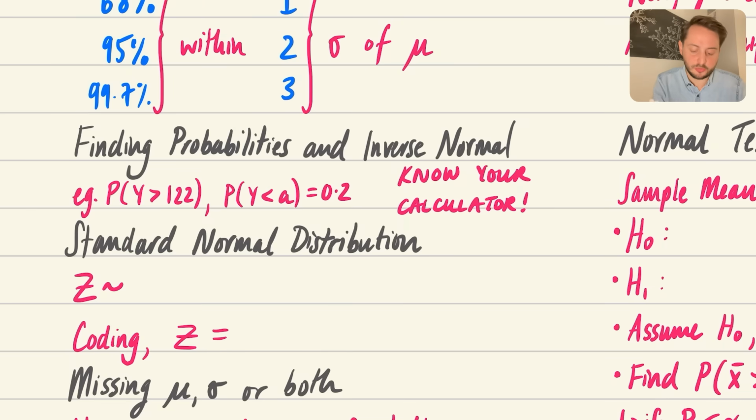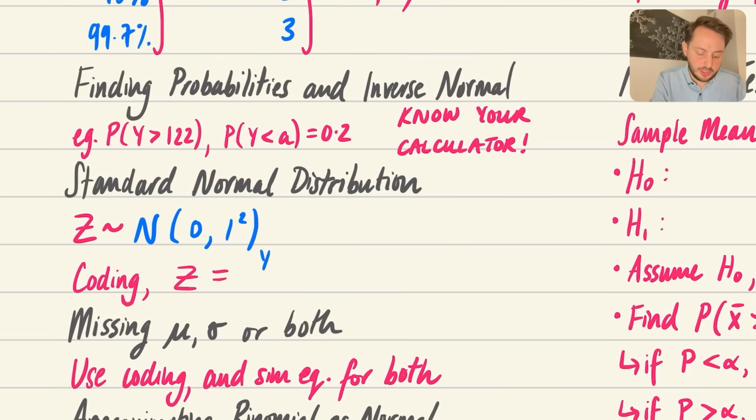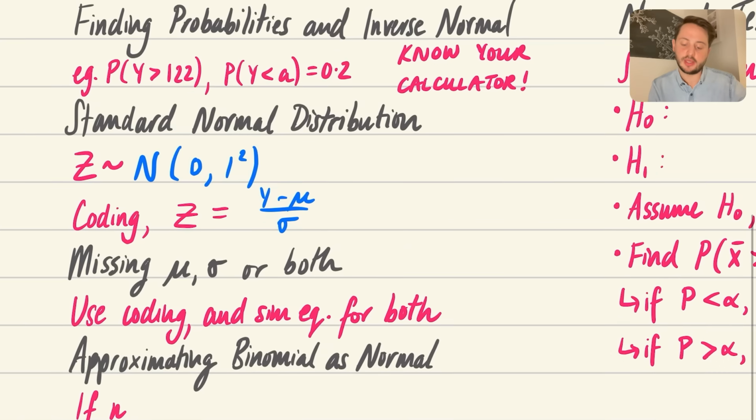The standard normal distribution, we use the letter Z. We would say that Z is normally distributed with a mean of 0 and a variance of 1 squared. And to do that coding, to make something become the standard normal, you take the Y value, you subtract the mean, and you divide by the standard deviation. If you have missing mu, sigma, or both of them in a particular distribution, you use the coding that you have. If you have just one of them, it will be an equation. If you have both of them missing, it will be a simultaneous equation.